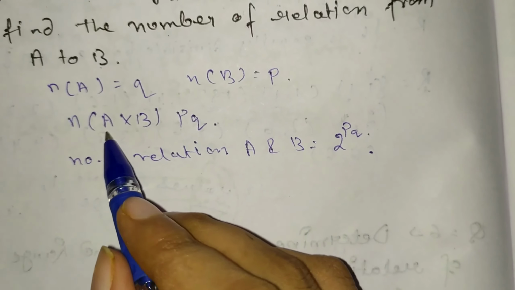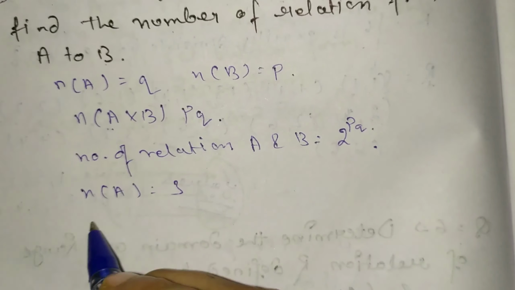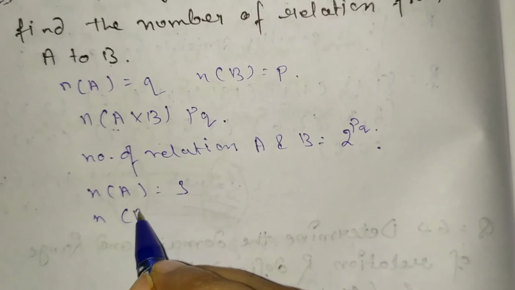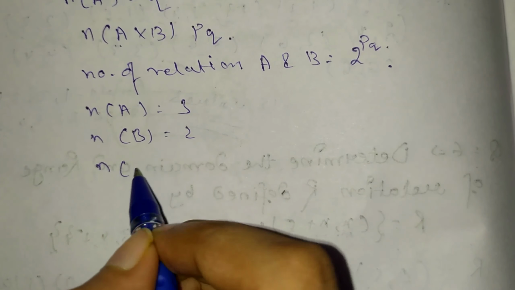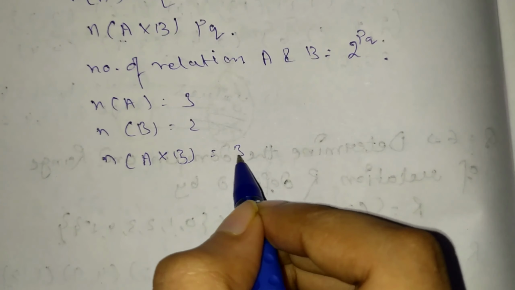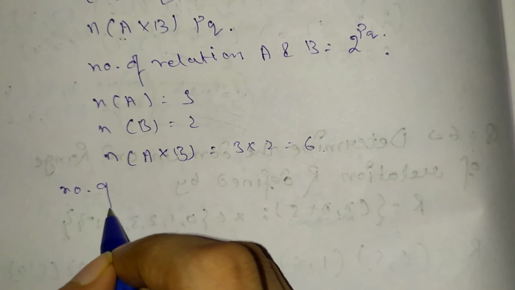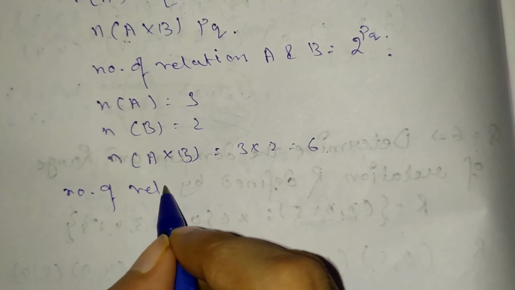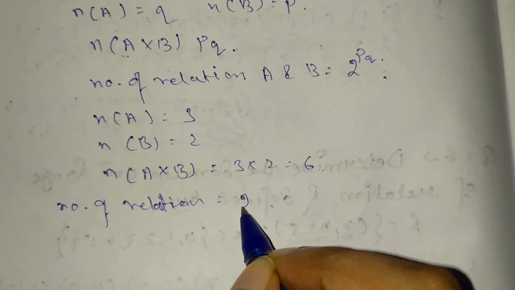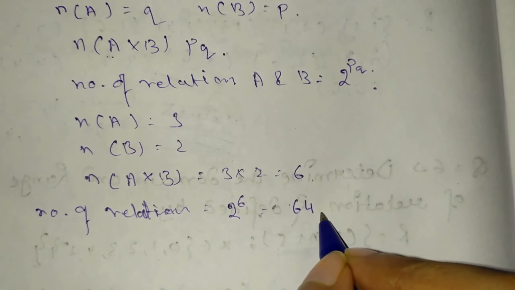So here in this case the number of elements in set A is equal to 3 and the number of elements in set B is equal to 2, then the number of elements in A cross B is equal to 3 into 2, that is 6, and therefore the number of relations of sets A and B will be equal to 2 to the power 6, that is 64.